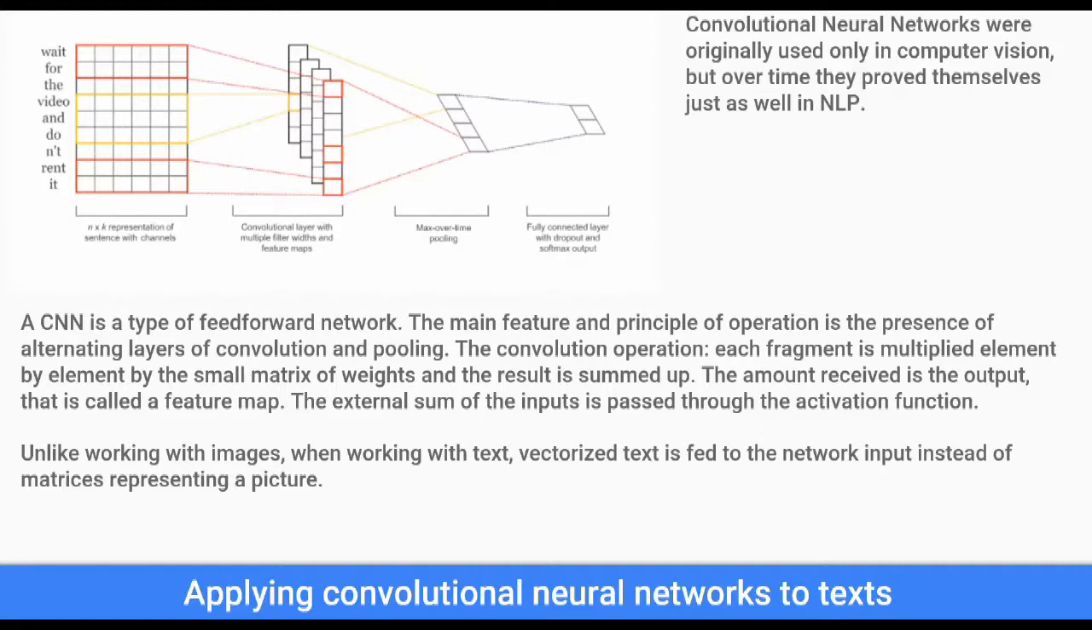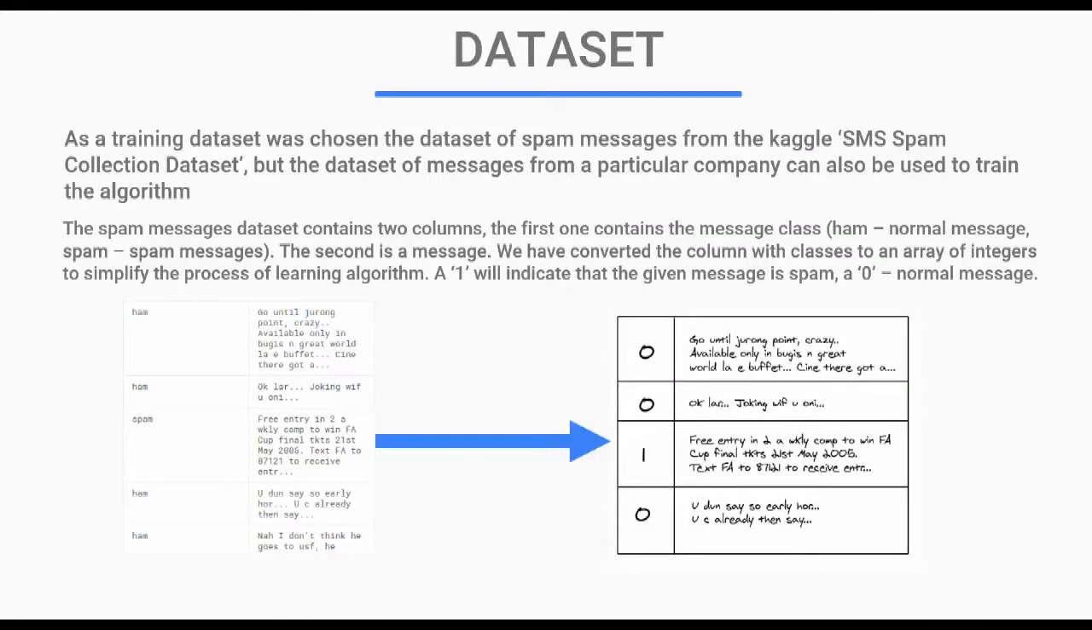CNNs are not limited to image recognition; they have also been applied directly to text analytics. Each fragment is multiplied element by element by the small matrix of weights, and the result is summed up. For a CNN, vectorized text is fed to the network input instead of matrices representing a picture.